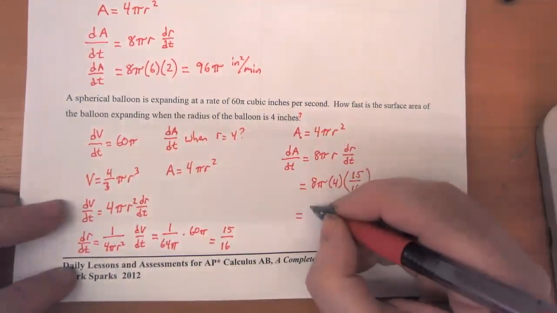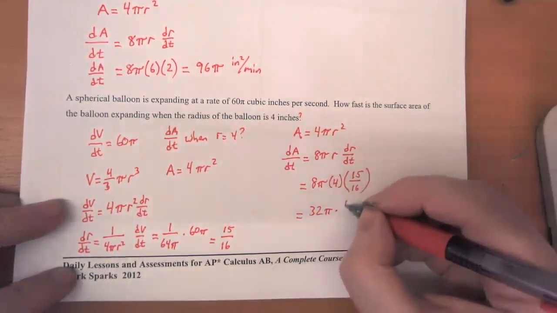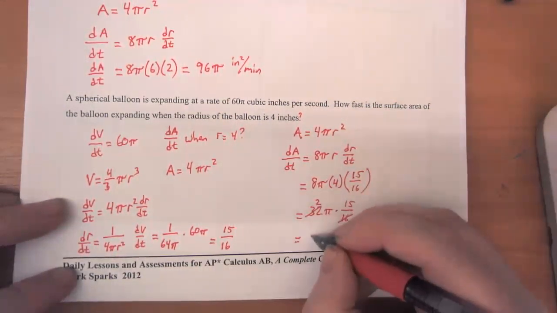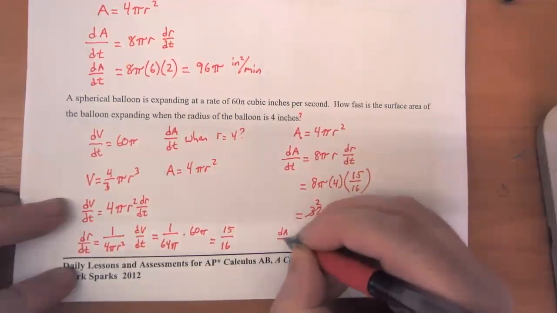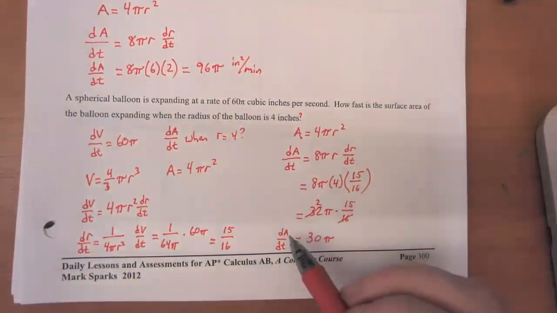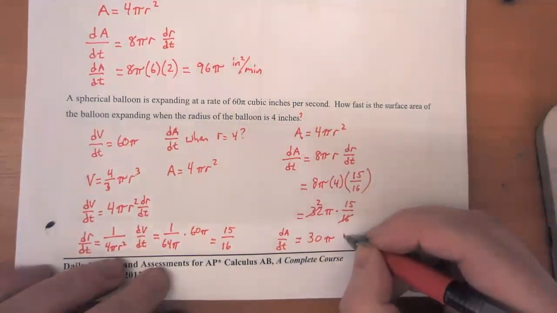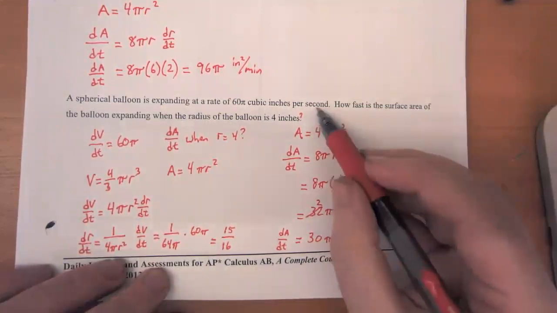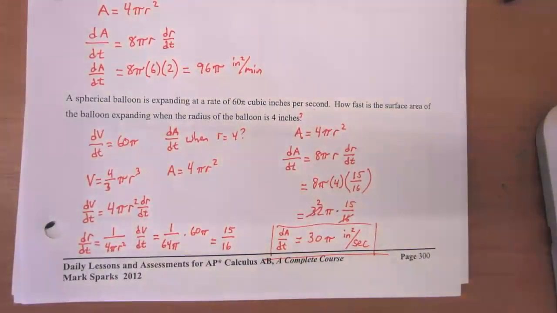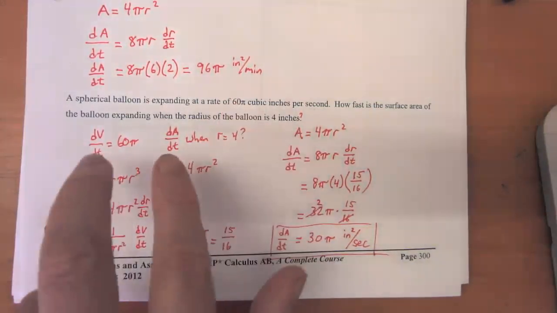All right, and so that's equal to 32 pi times 15 over 16. And 16 goes into 32 2 times. And so that's a total dA/dt is equal to 30 pi. And what's our units for this? We're talking about dA/dt, the change in area over time. So area is measured in square units for our unit of measurement, which is inches. So it's 30 pi square inches per unit of time, which is seconds.